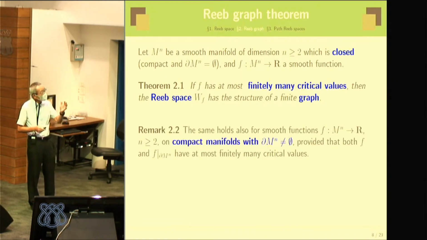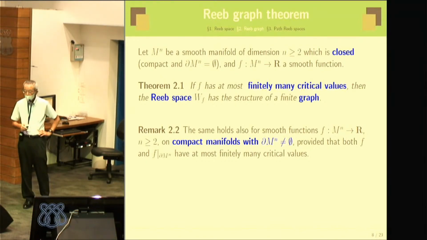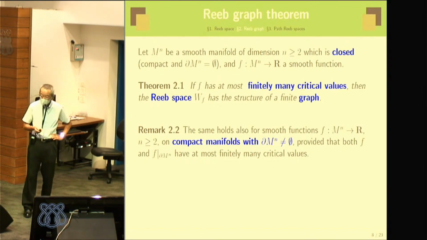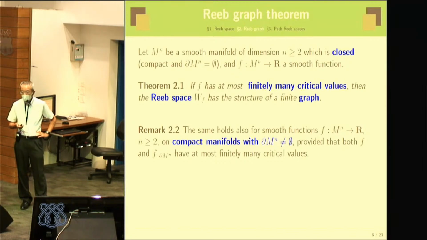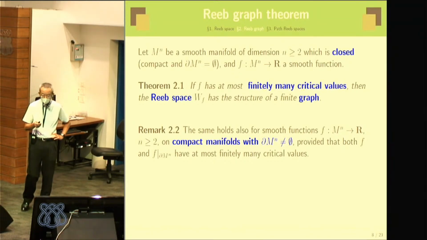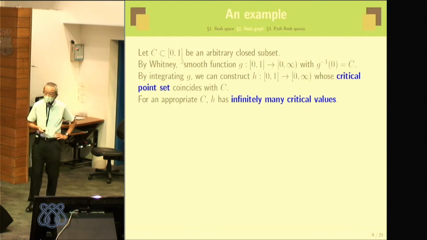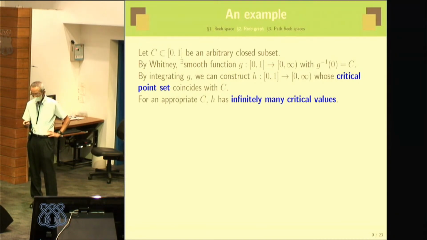And just a small remark, the same result holds even if the source manifold has a boundary, as long as f itself and f restricted to the boundary have at most finitely many critical values. Okay. So finitely many critical values is a very good condition, and this includes already known results. But in fact, finitely many critical values is not a necessary condition. I will show an example.